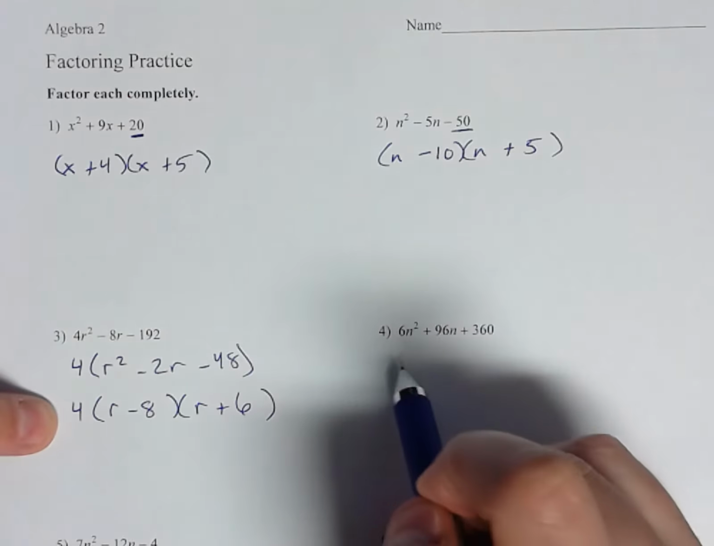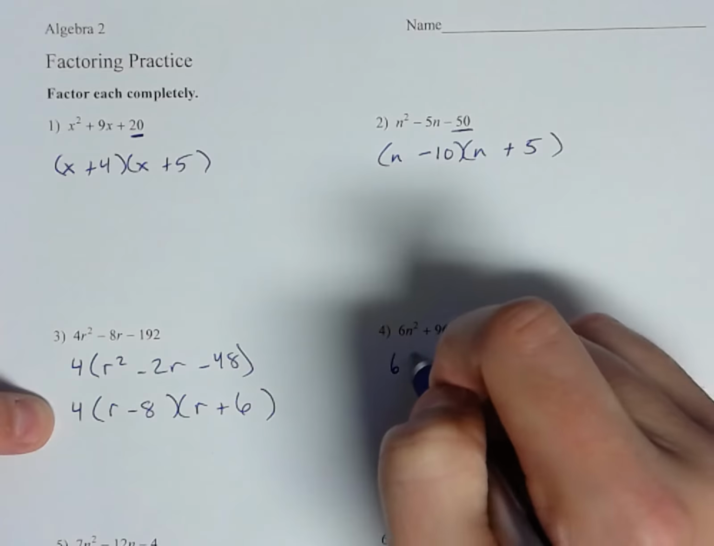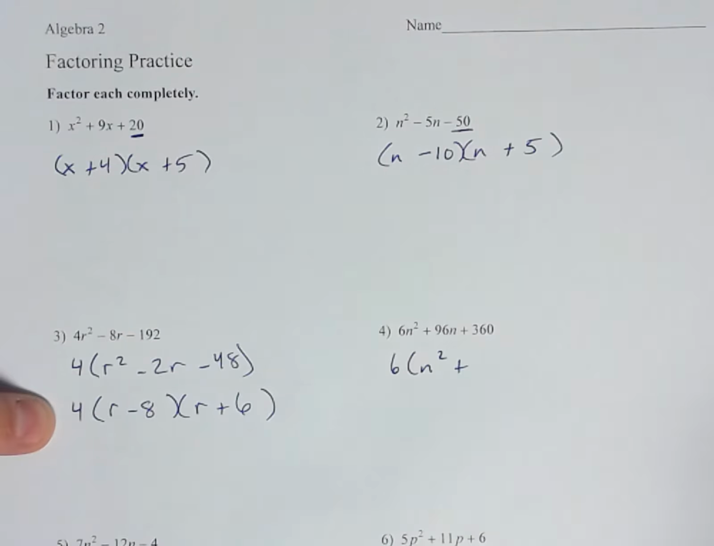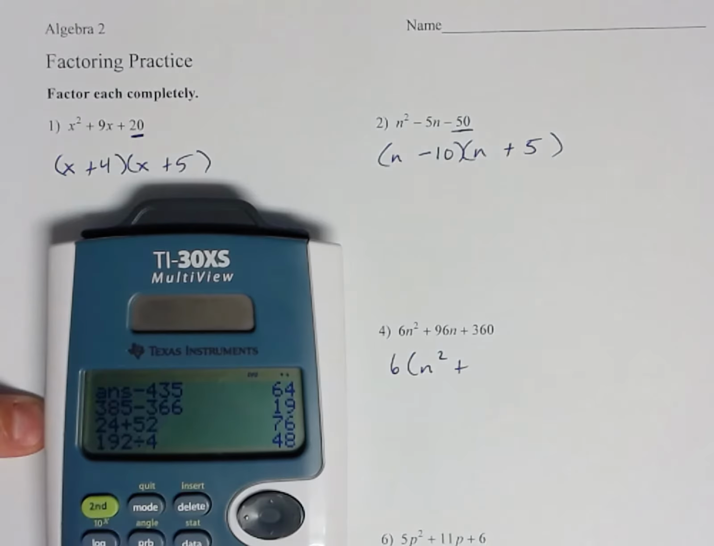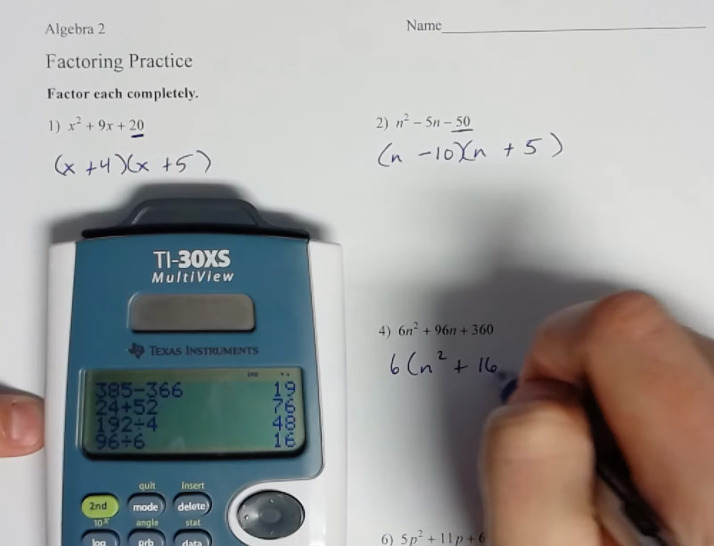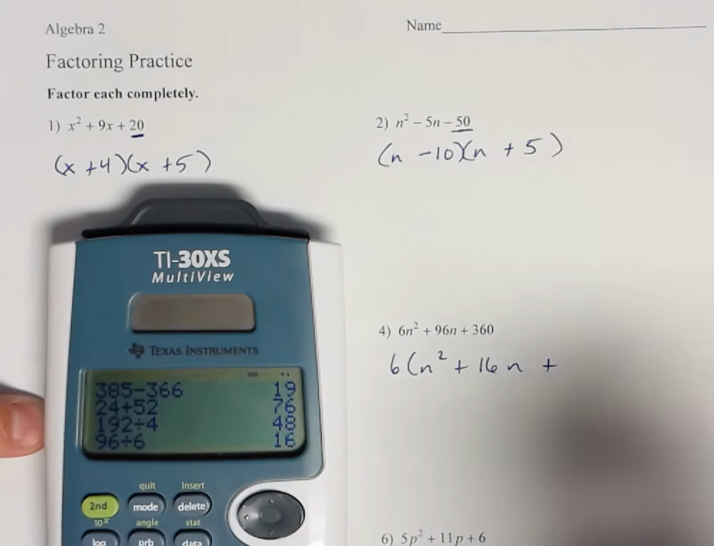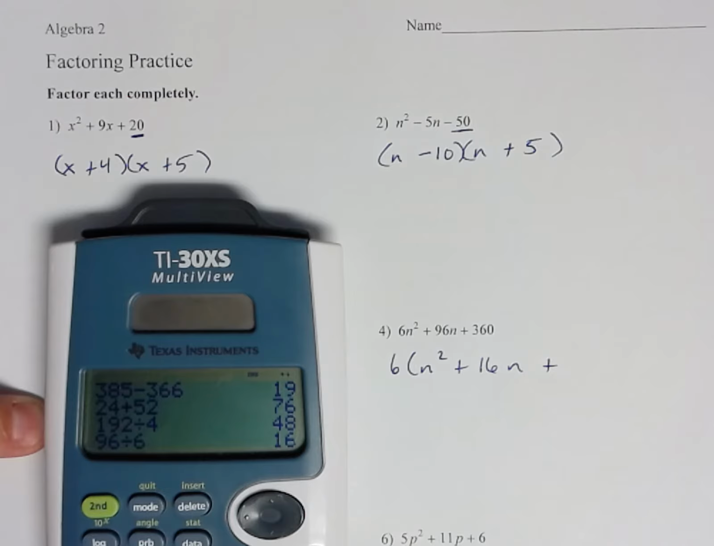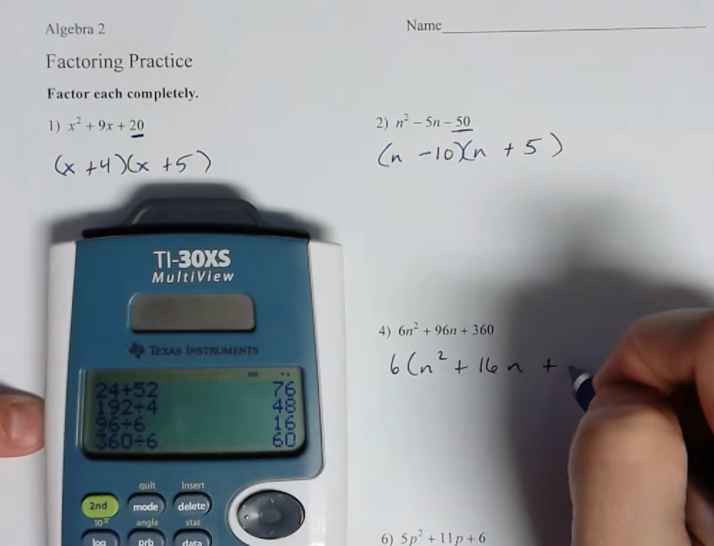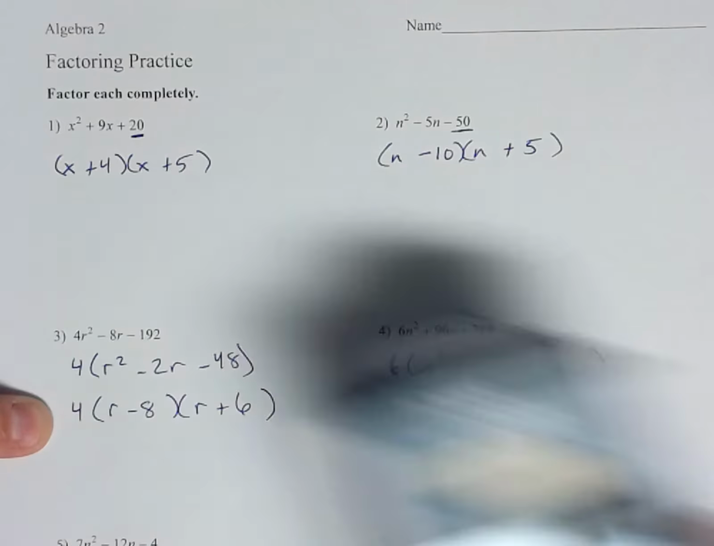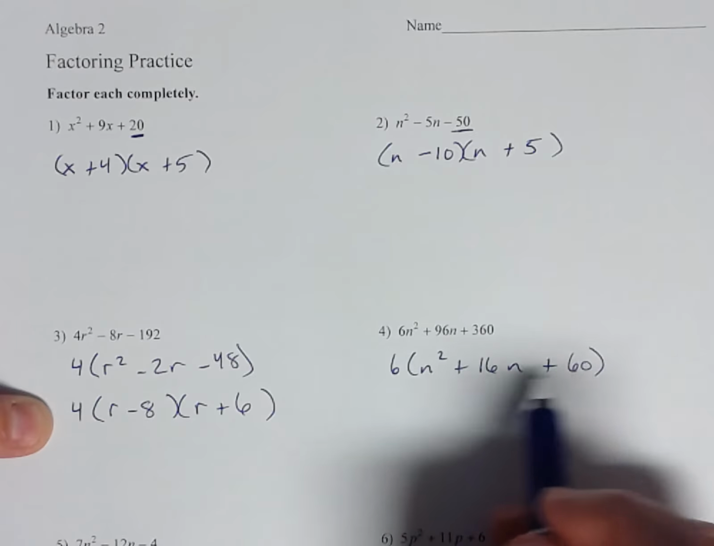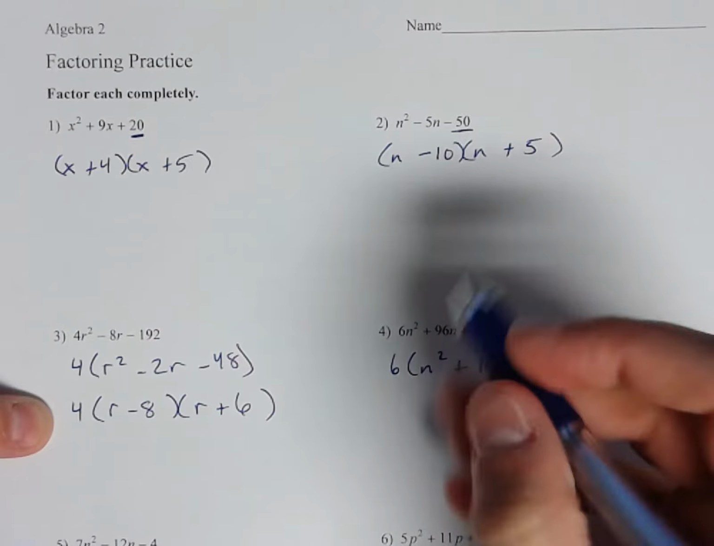Okay, let's try it. Can I pull a 6 out? So 6 times n squared plus, let's see, 96 divided by 6, 16, plus, what are we doing? 360 divided by 6, and we get 60. Okay, now we've got another trinomial, very similar to what we just did.